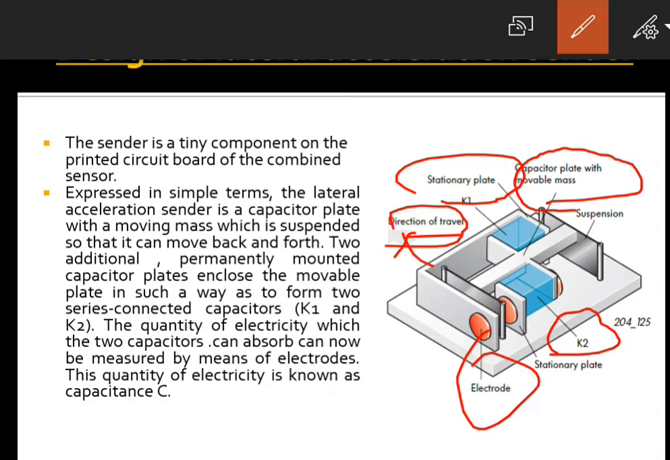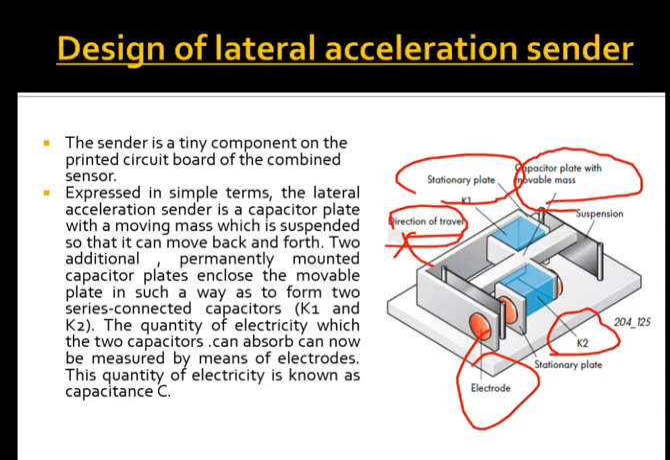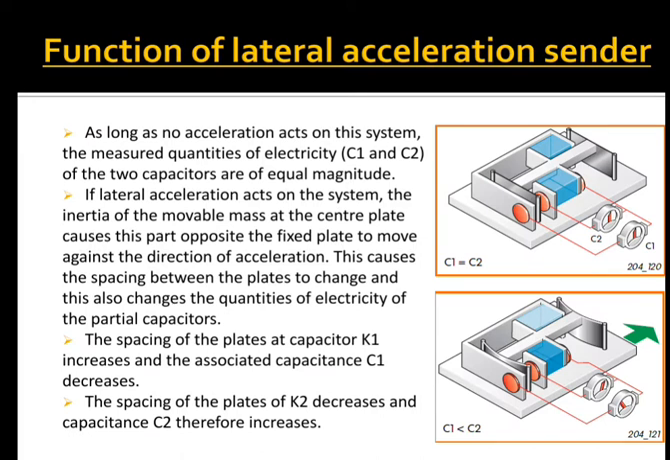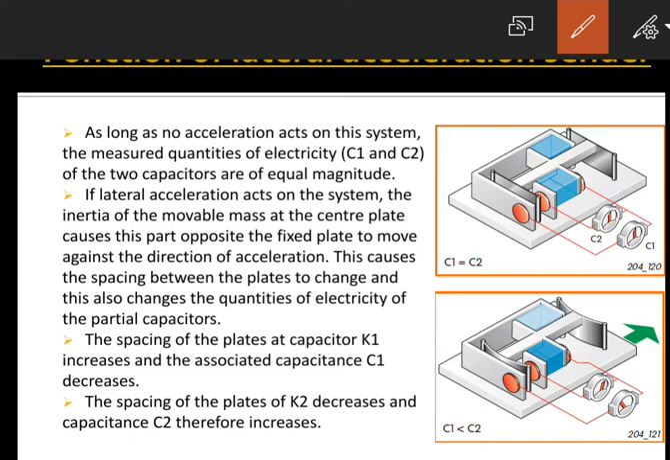So now let's come to our next slide. When no acceleration acts on this system, the measured capacitances C1 and C2 of the two capacitors are of equal magnitude. When there is no acceleration, or we can say there is no cornering force or lateral force acting on the vehicle, then their magnitudes will be equal.